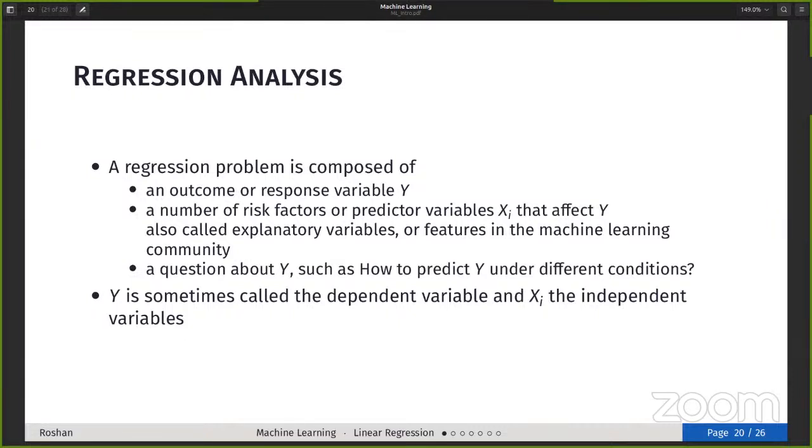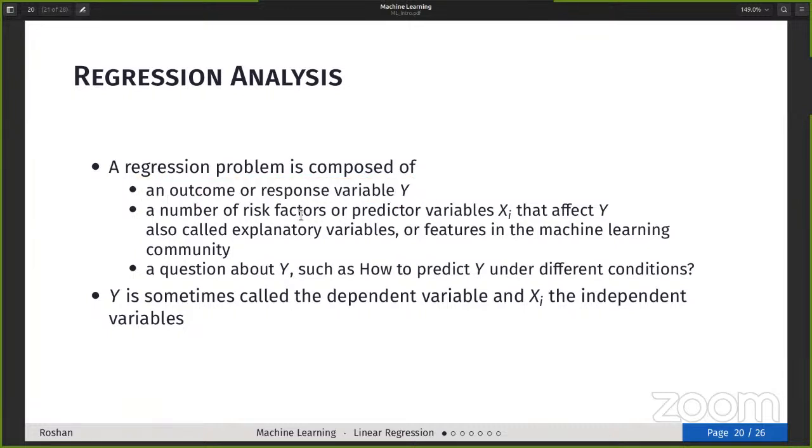Okay. ML system design, we have seen the different types of ML. Now we are moving on to the first paradigm, supervised learning, the regression case first. In a regression problem, you have an outcome or response variable y.